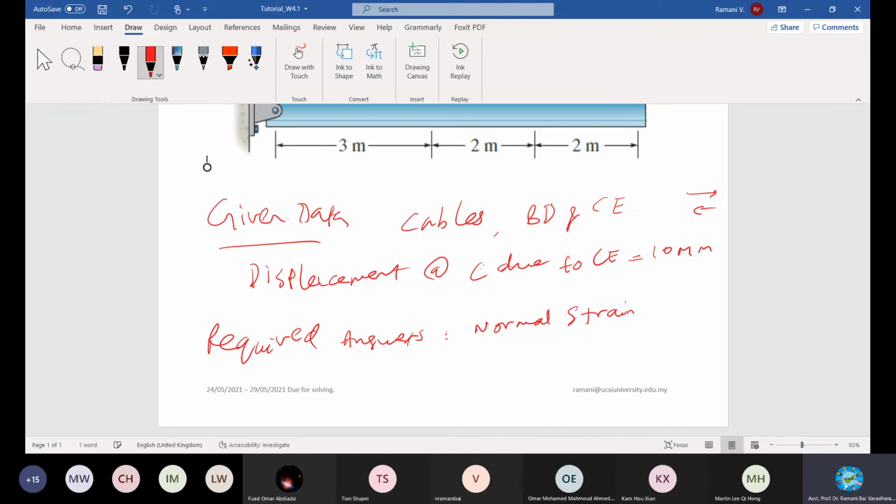The required answer is the normal strain produced at the cables, okay? At the cables BD and CE. Only one deformation is given, and you are asked to calculate the strain at both cables. Having been given the change in length, you are asked to calculate the strain. I denote this by sigma BD and sigma CE are asked. Come on, let's do this.